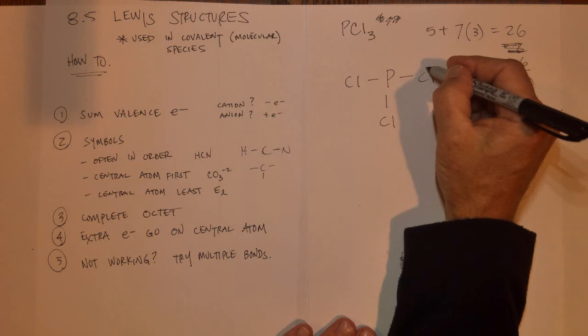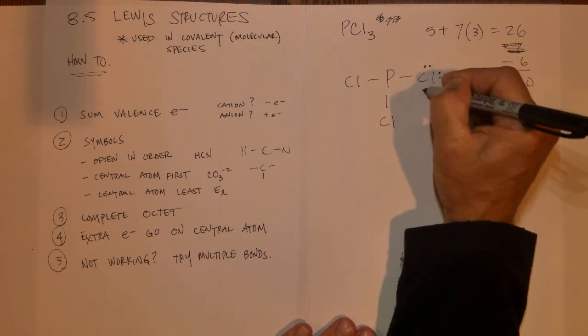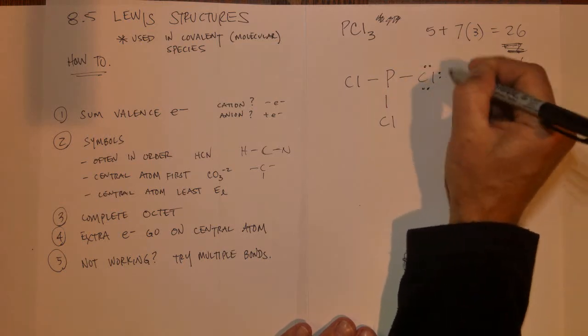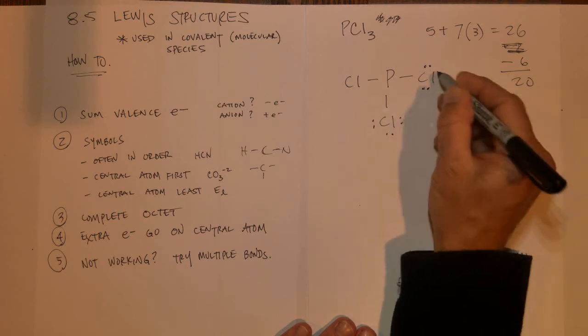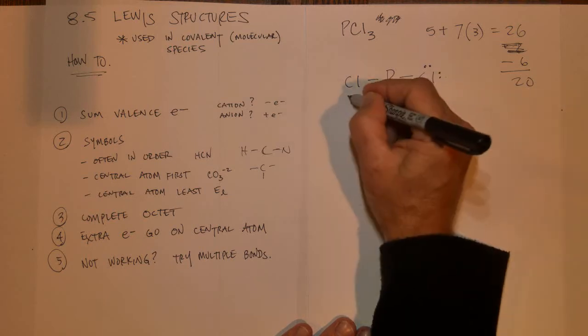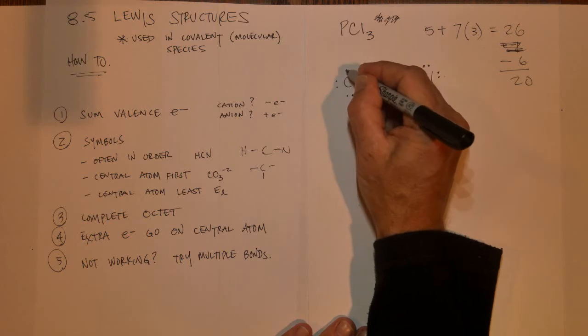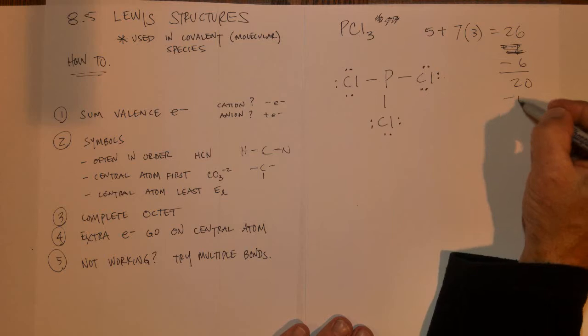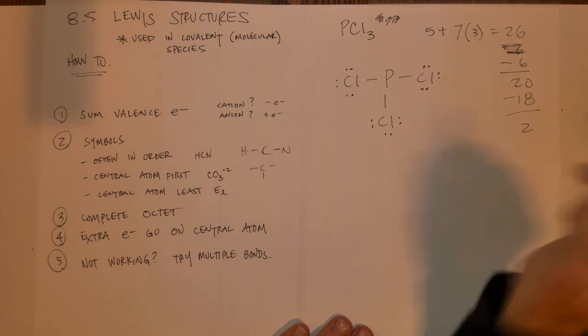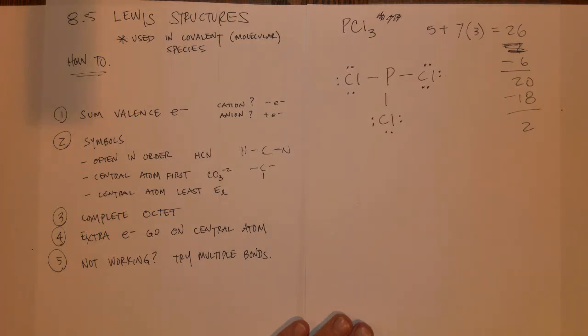And so we'll complete the octet here with 2, 4, 6. That makes an octet from chlorine. 2, 4, 6. That's 12 more electrons used up. And 2, 4, 6. That's a total of 18 electrons used up. So 20 minus 18 means that there's 2 electrons remaining.